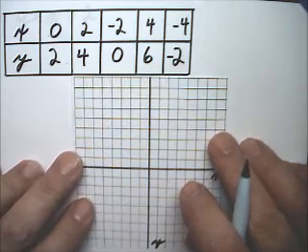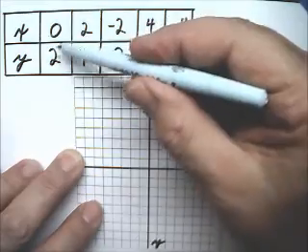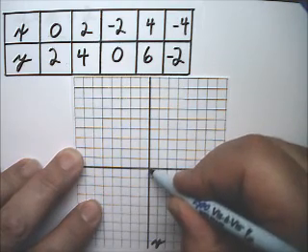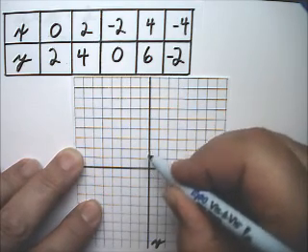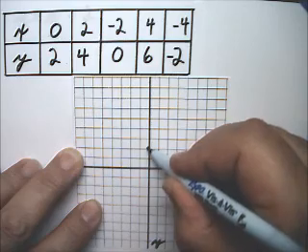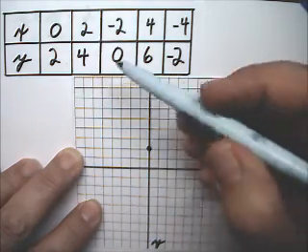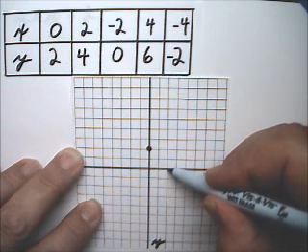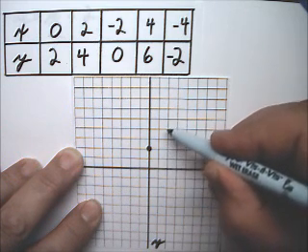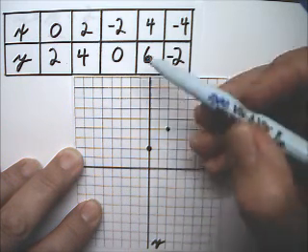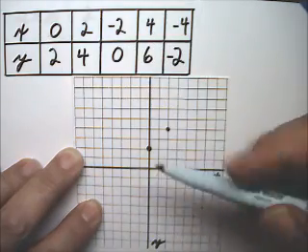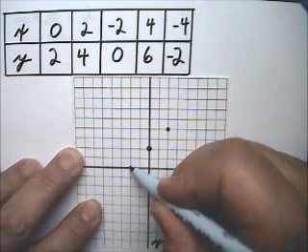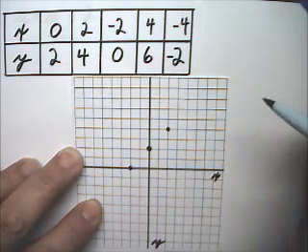So let's see, we've got the point 0, 2. So I start here, and I go 0 back and forth and 2 up. Now the point 2, 4. 2 this way and 4 up. Now the point negative 2, 0. So I start here, I go negative 2, and it stays at 0.